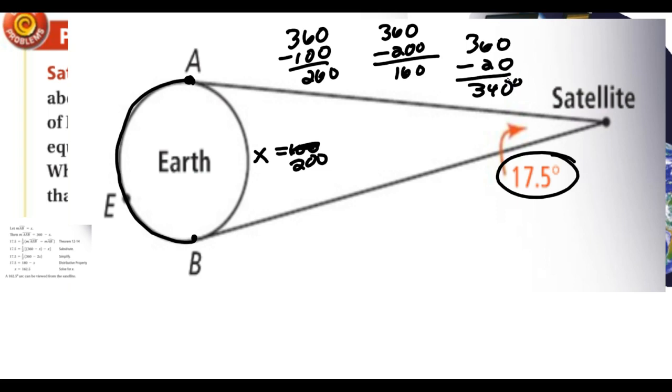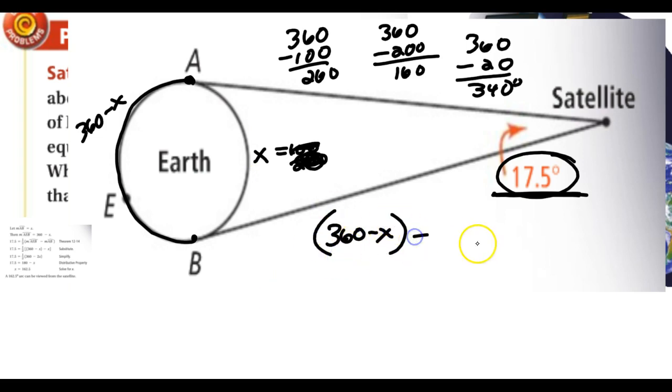And so really, whatever I tell you x is, you're going to subtract it from 360. So let's just make the big arc right here. If this is x, then this big arc is 360 minus x. And so now let's see if we can find out, using that 17.5 degrees, what these other two angles are. I'm going to say the big arc, 360 minus x, minus the small arc, x, all over 2 is equal to 17.5.